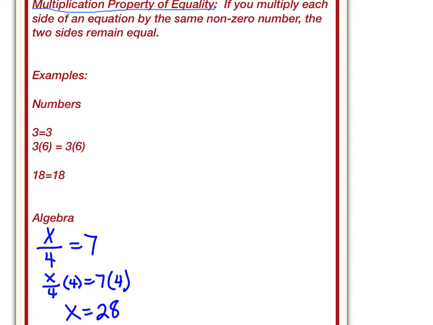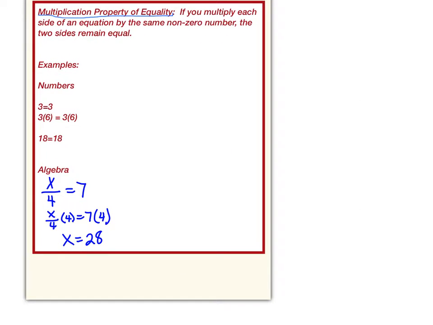Using numbers, 3 equals 3, obviously. 3 times 6 equals 3 times 6. 18 is 18. Whatever we did to one side, we had to do to the other. Now looking at algebra, it's the same thing. If I have x over 4 equals 7, that is the same thing as saying x over 4 times 4 equals 7 times 4, because we times both sides by 4, which leaves us with x equals 28. Okay, hopefully that makes sense.